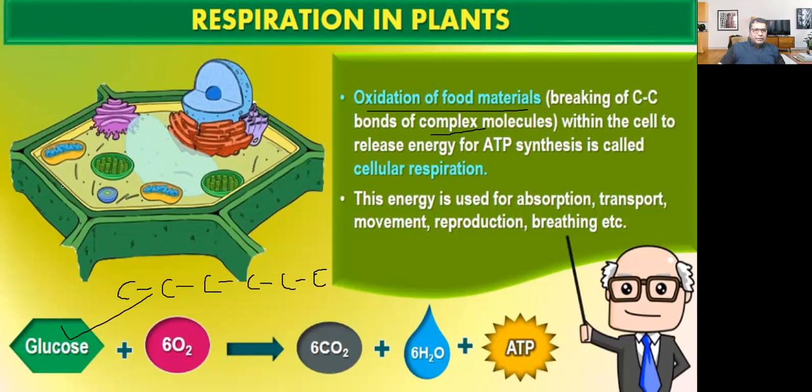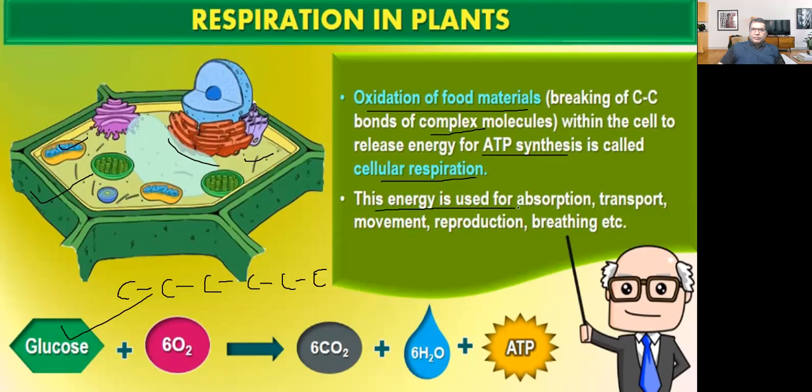It takes place within the cell. Within the cell there are some cell organelles, like mitochondria and cytoplasm. Some part of oxidation takes place in the mitochondria and some part takes place in the cytoplasm. When there is oxidation of food material, there is a release of energy for ATP synthesis. It is called cellular respiration.